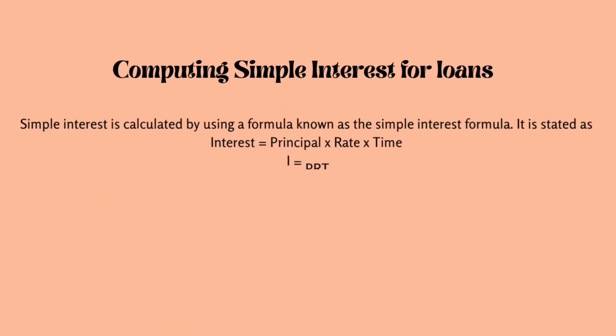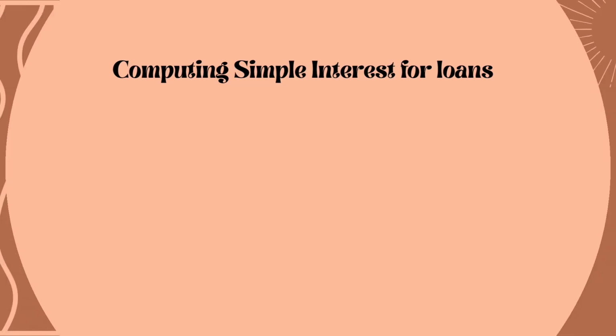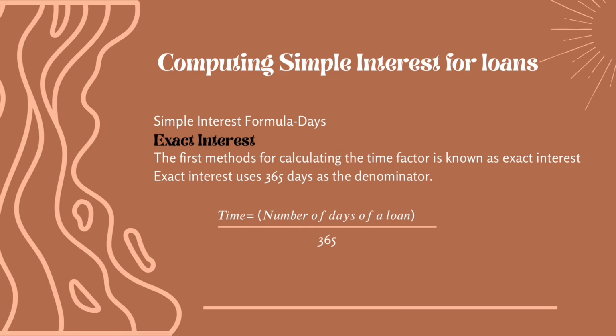Computing simple interest for loans. Simple interest is calculated by using a formula known as the simple interest formula. It is stated as interest equals principal times rate times time. Simple interest formula. Days. Exact interest.